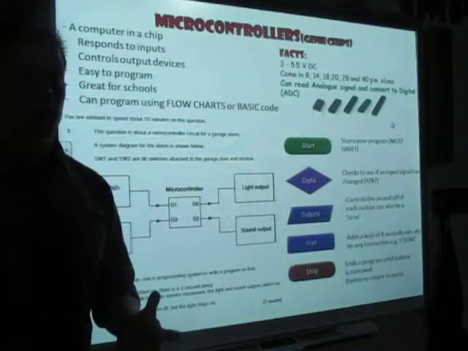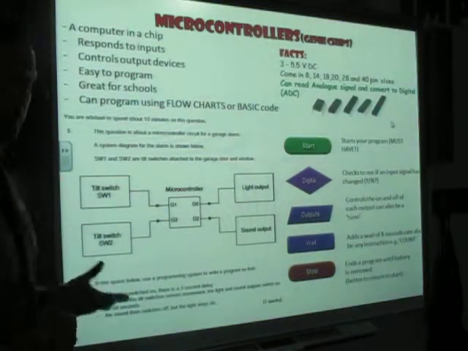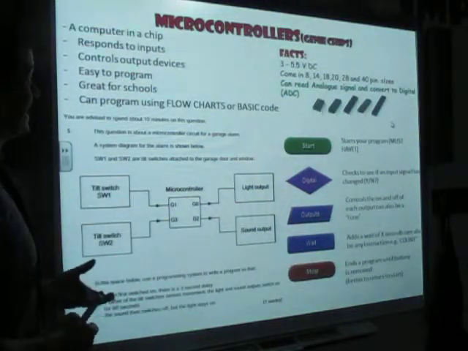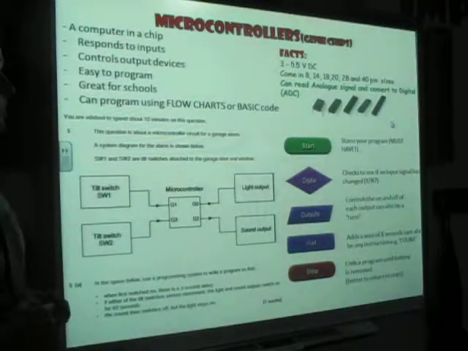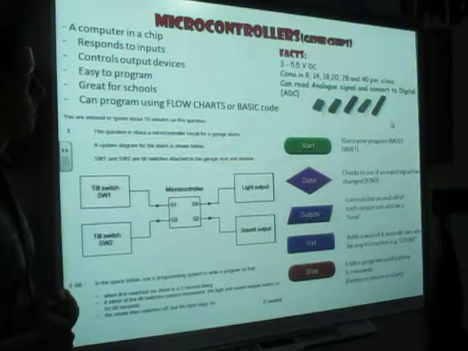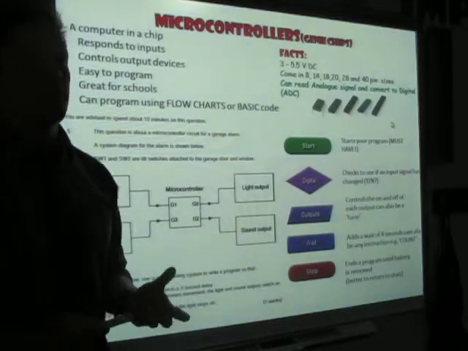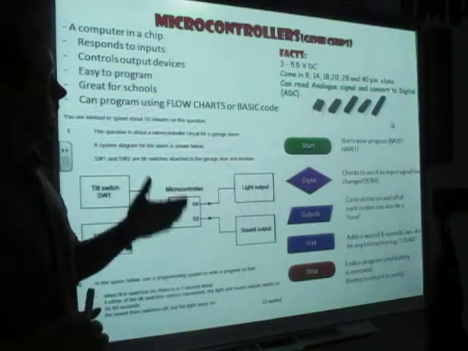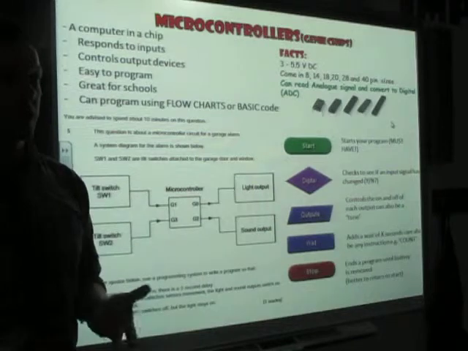So, what is a microcontroller? Essentially, it's a computer in a chip. It responds to inputs. It controls output devices. It's easy to program. It's great for schools. And it can be programmed using flowcharts or basic code. Facts: they run off 3 to 5.5 volts DC, direct current. They come in a range of packages in 18, 14, 8, 20, 28 and 40 pin sizes.